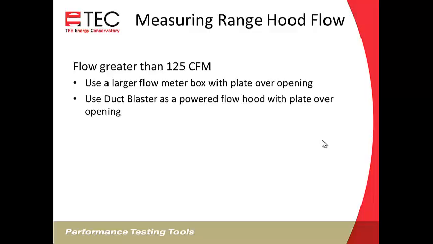And again, you're going to have to fabricate a plate that's going to cover that whole opening, and then you could use the Duct Blaster as a powered flow hood in that same type of fabrication. You'll want to fabricate a box that will be coming down from the range hood, and then you could connect the Duct Blaster fan on the side facing you, so it doesn't have to be on the bottom. It could come out the side of that box. But again, you need the plate that covers the range hood opening, and then a box coming down from it. Connect the Duct Blaster fan to that, and you can get some pretty accurate readings that way.